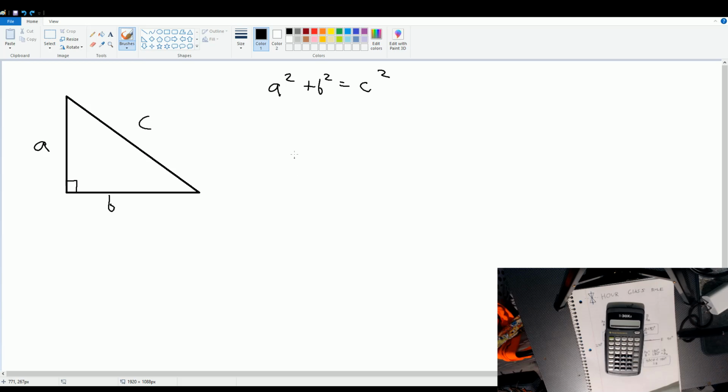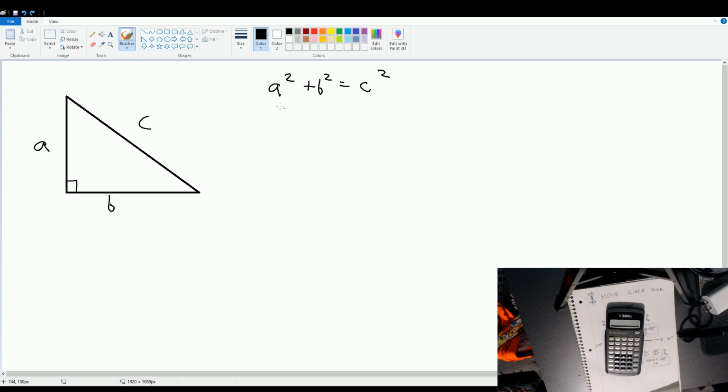Essentially, if we were to travel the distance of A just going southbound, and then travel the distance of B just going eastbound, if we were to square these two distances and proceed to square root them, we will get the exact distance. We get the exact distance of C, or the length of C. And this will always work.